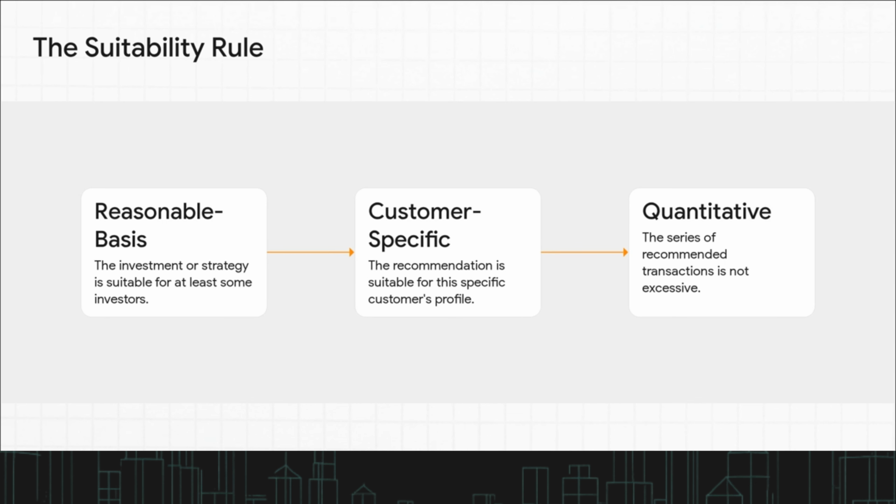And at the very top is quantitative suitability. Are you trading so much that it's becoming excessive or just churning the account? You have to satisfy all three. If one fails, the whole pyramid comes crashing down.